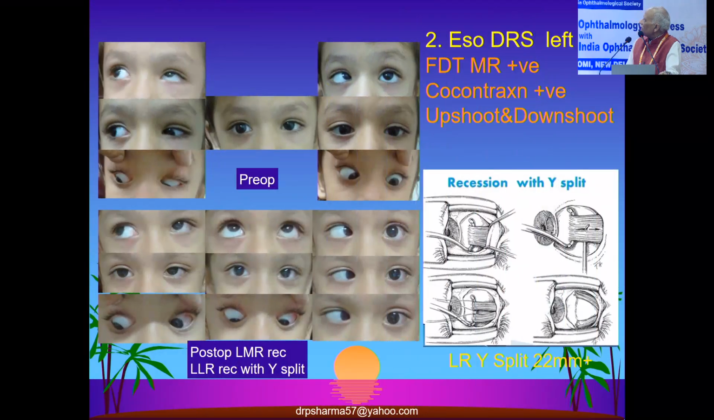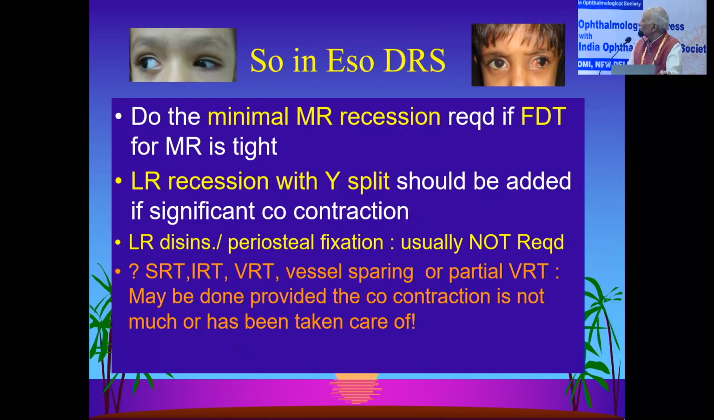So what we do in such cases, whenever there is a moderate to severe co-contraction, always balance the lateral rectus with a split LR and recession. A Y split LR with recession, a split should be at least 22 millimeters from between the two ends.